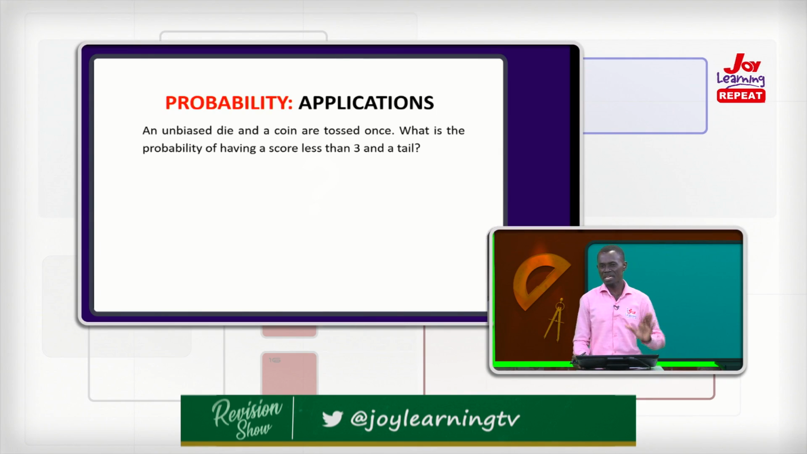Unbiased simply means that it is fair. Nothing has been done to it, like Hiro Nakamura did in season 1, episode 4 of Heroes, where he manipulates it. It's free. It decides things by itself. So that's what unbiased means.